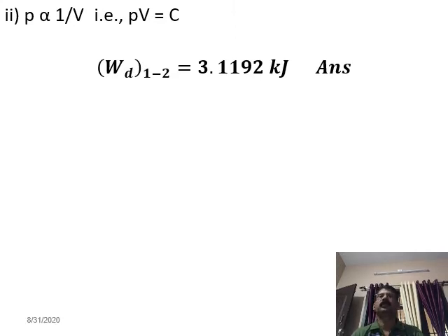Now let us move on to the next case, that is case number 3.